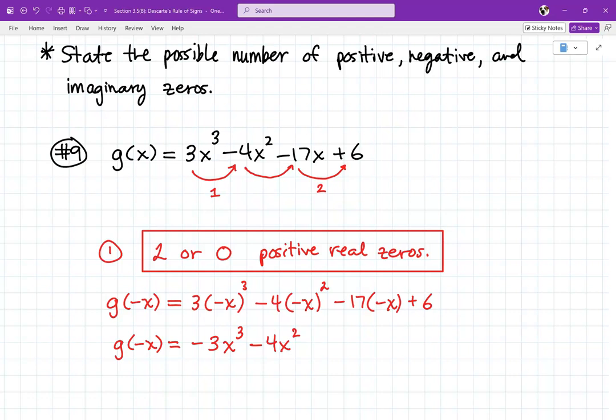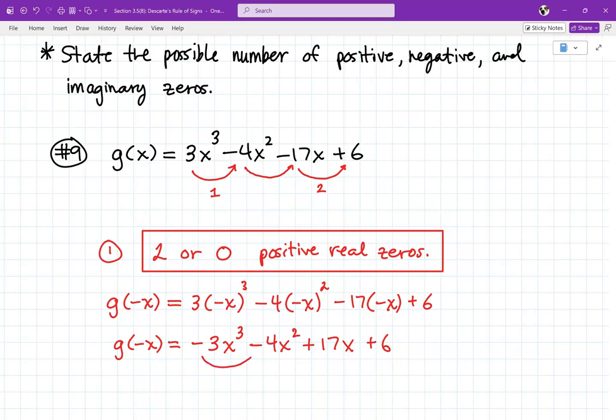Negative 17 times negative x, that's positive 17x. And then a positive 6. So all I did was plug in a negative x and simplify it. I didn't do anything crazy, just simplified it. Now, let's check sign changes.